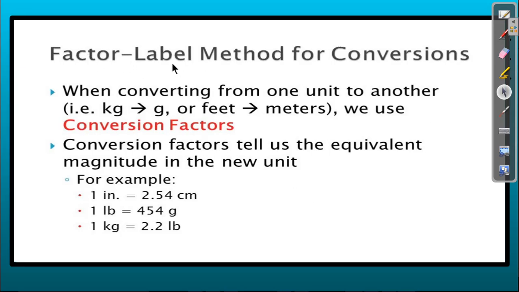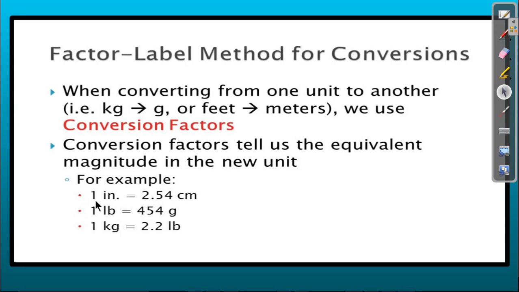The factor level method helps us go from one unit to another between prefix units within the metric system, or from the customary or English system to the metric system. Okay, for example, kilograms to grams or feet to meters. It helps us to go from one unit to another. To be able to do that, you need to know the conversion factor. That means, how are they related? How are kilograms and grams related? How are feet and meters related?